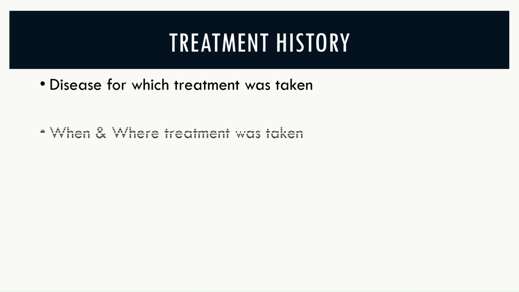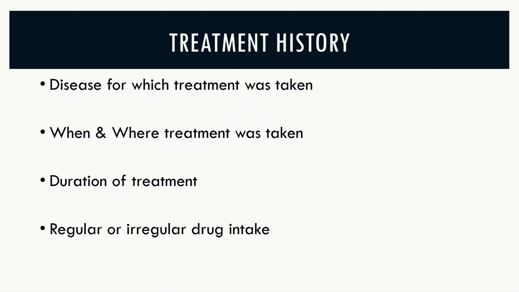Treatment history. Next, we should document treatment history. We should identify the disease for which the treatment was taken, when treatment was given, where it was given, and duration of treatment. It is also important to know whether patient was regular or irregularly taking medications, and whether the treatment was supervised or unsupervised.